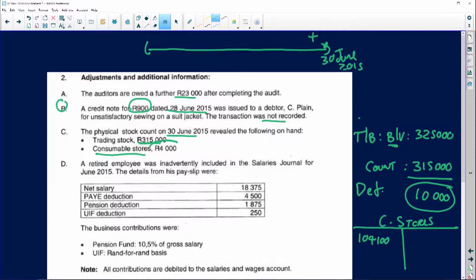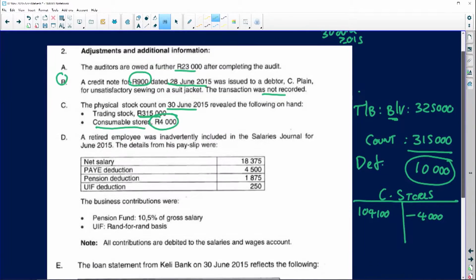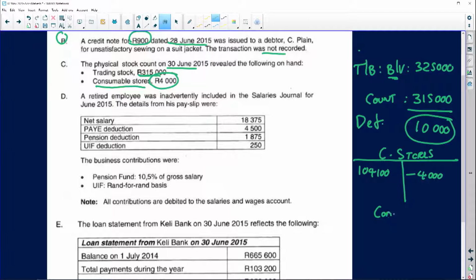Remember, I said it could be packing material, it could be cleaning materials that are called consumable stores. So in your storeroom, there's still 4,000 Rand worth of these cleaning materials unused at the end of the year. So obviously your expense decreases by 4,000 Rand because that 4,000 Rand becomes an asset called consumable stores on hand, or I like to just call it consumables on hand. Right, so consumables on hand, obviously you will show this in your inventory note in the balance sheet.